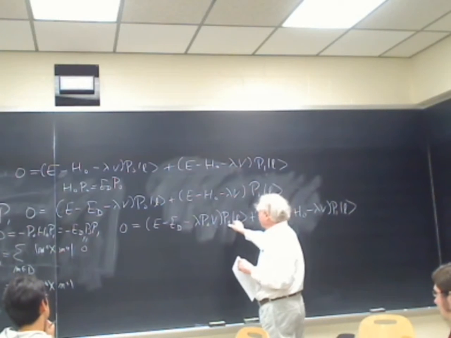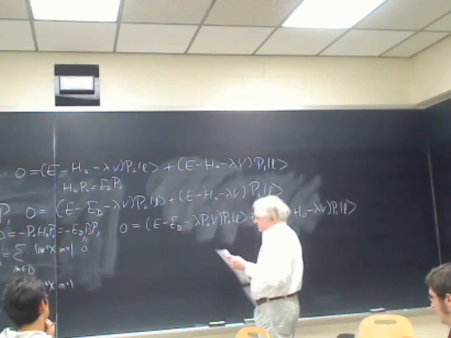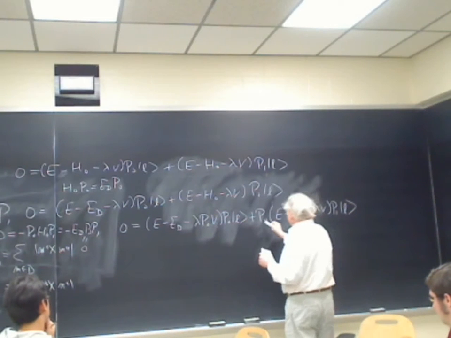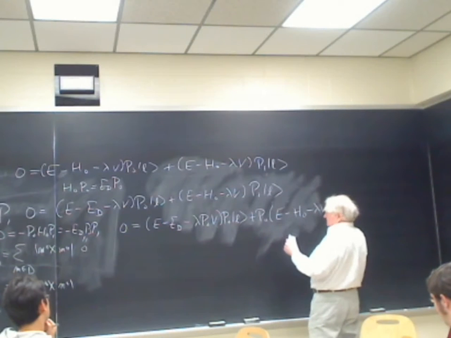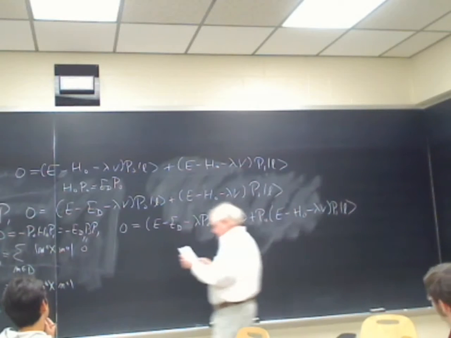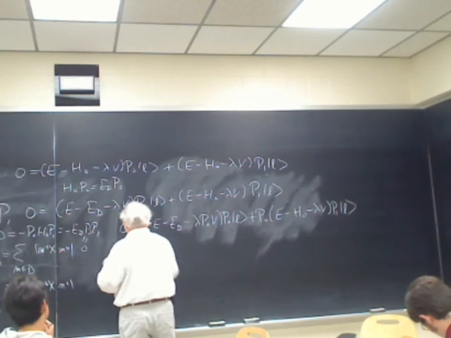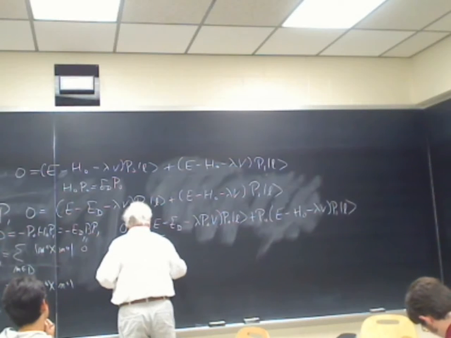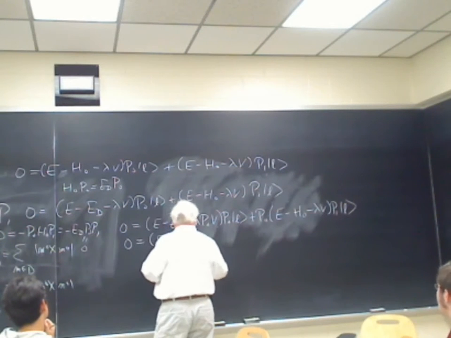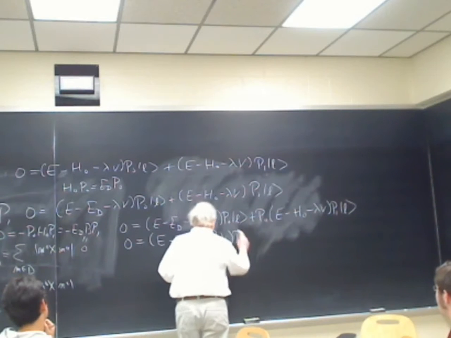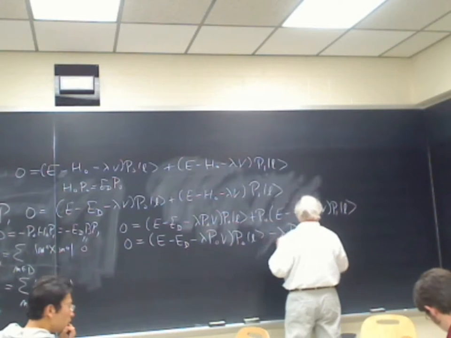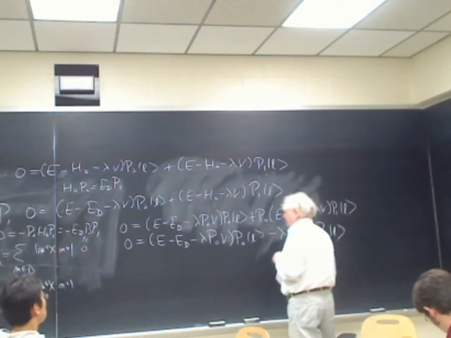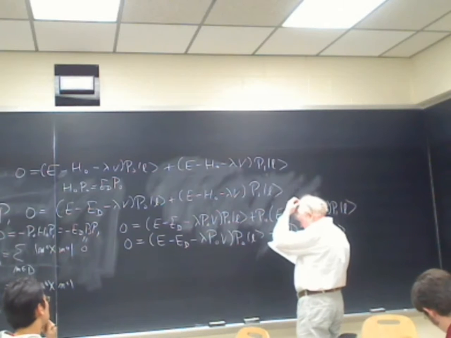When it hits here, P0 squared is P0. But now this one goes right through here. P0 E P1 is 0. P0 H0 P1 is 0. So this just leaves us with 0 is equal to (E minus ED) P0 L minus lambda P0 V P0 L minus lambda P0 V P1 L. Okay, so this is a somewhat simpler equation.